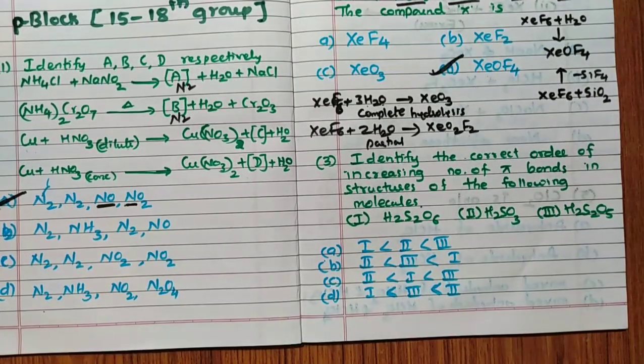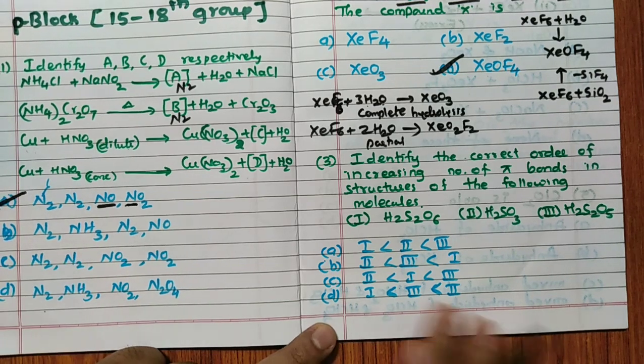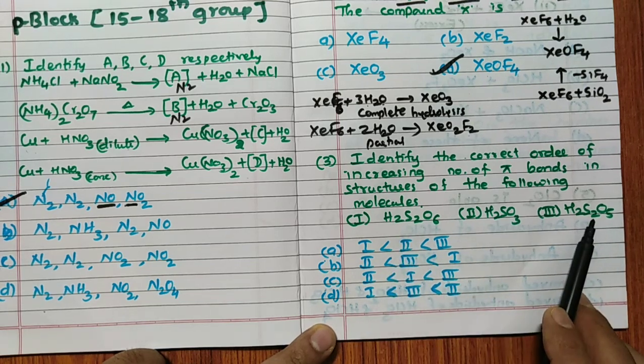Then identify the correct order of increasing number of pi bonds in the structures of the following molecules. Remember in this particular case, see H2S2O6, H2SO3, H2S2O5.